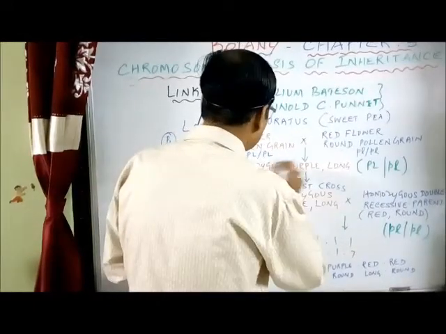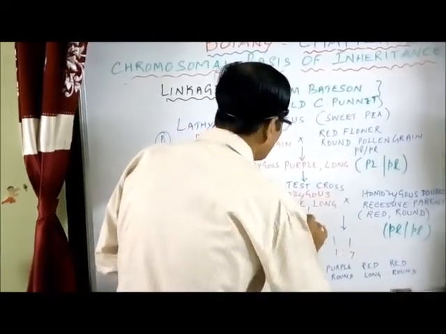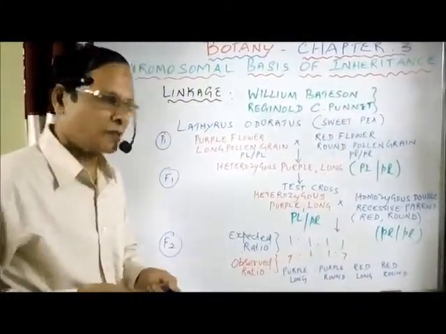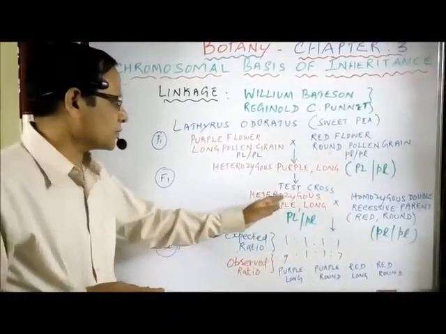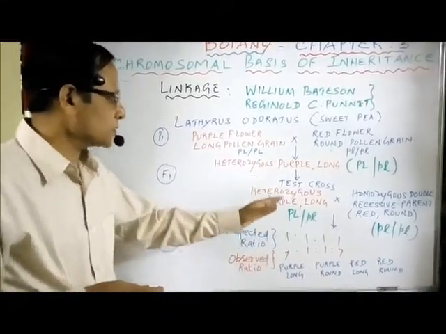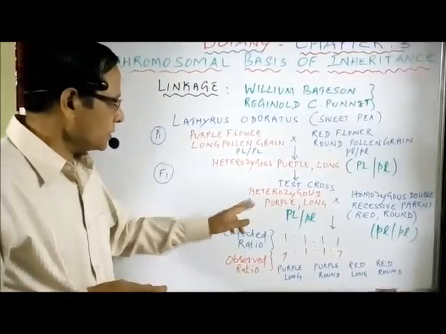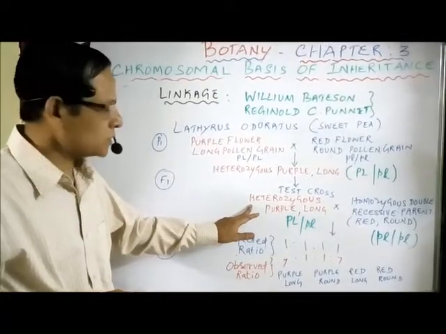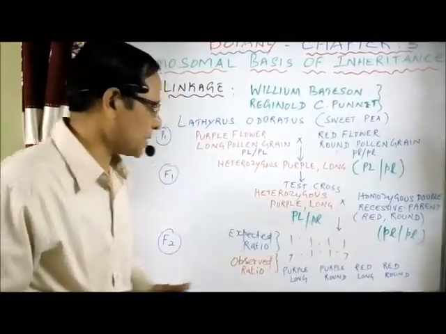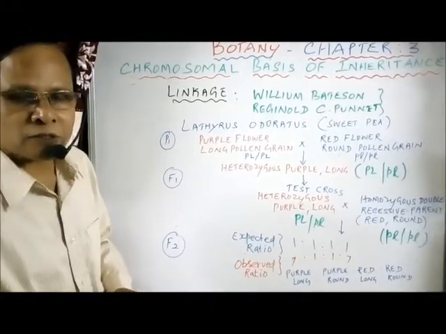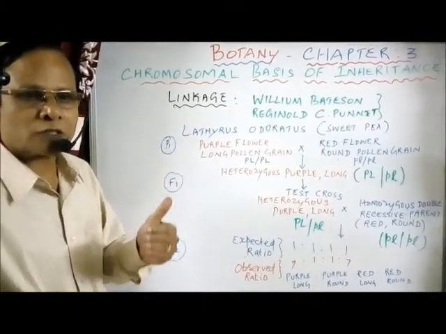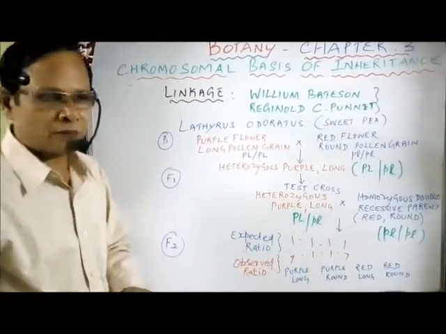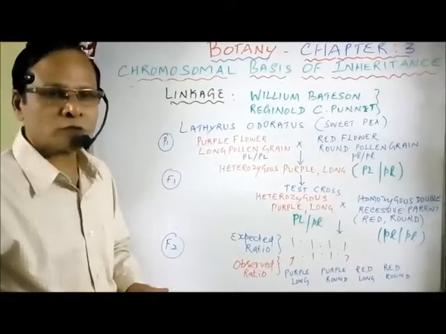And here we have what I mentioned already: this is a heterozygous individual. We'll talk about it later with an illustration. So all the progenies in the F1 were heterozygous purple long. The test cross was effected by crossing these heterozygous F1 progenies with the homozygous double recessive parent. As in the case of a test cross, you know that the expected ratio is 1:1:1:1. That's why it is normally used to find out the nature of the genotype.